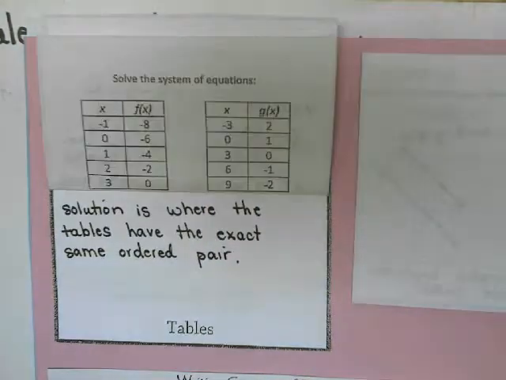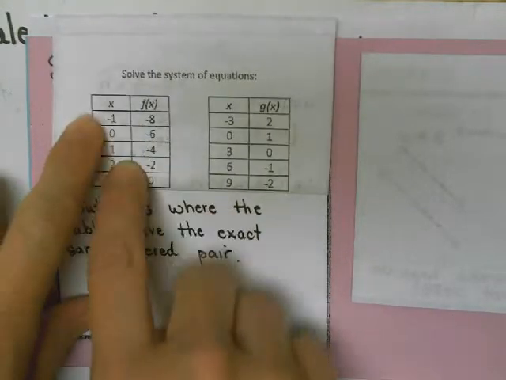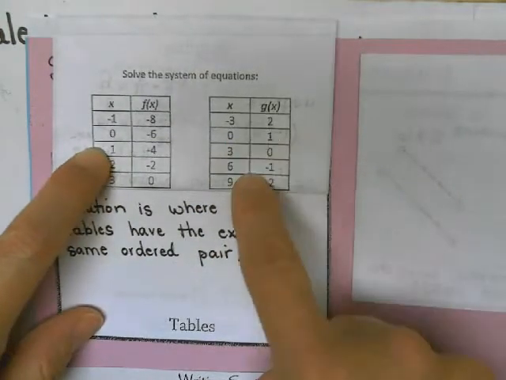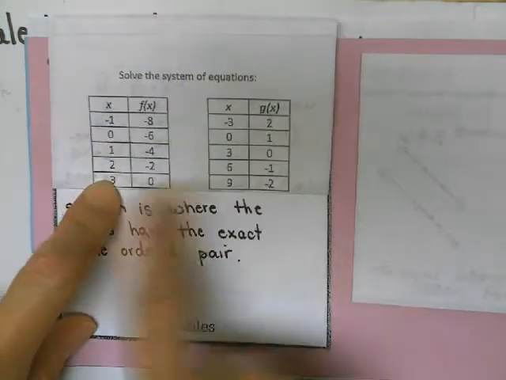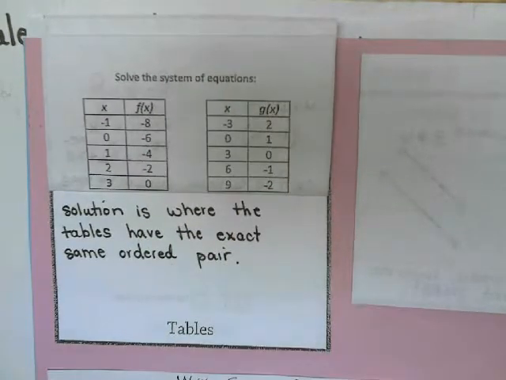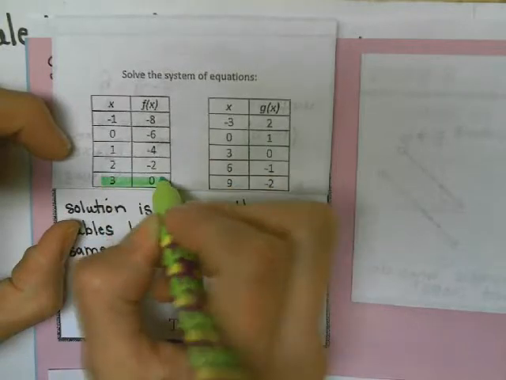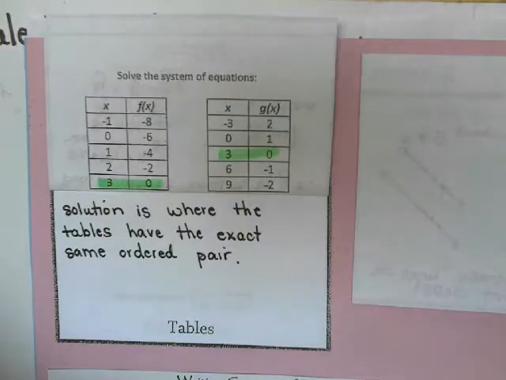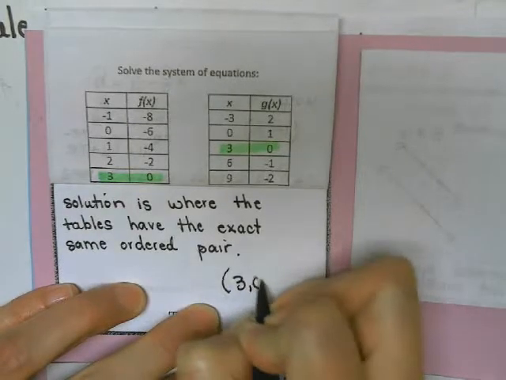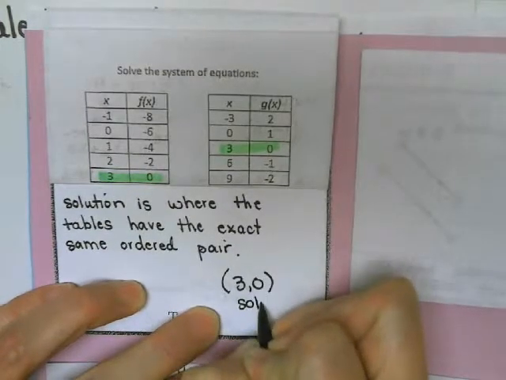Hold on just 1 second. Okay, so as we go down, so 0, -6, 0, 1 doesn't match. 1 isn't even over here. 2, 3. So 3, 0. Let's look at what it is over here. 3, 0. So since this one is 3, 0 and that one is 3, 0, that means my solution becomes the ordered pair 3, 0.